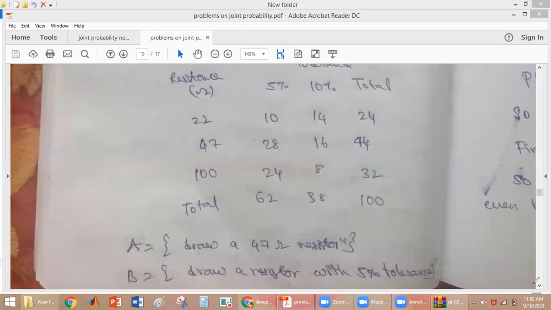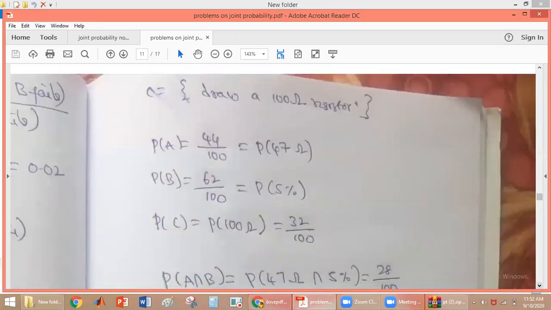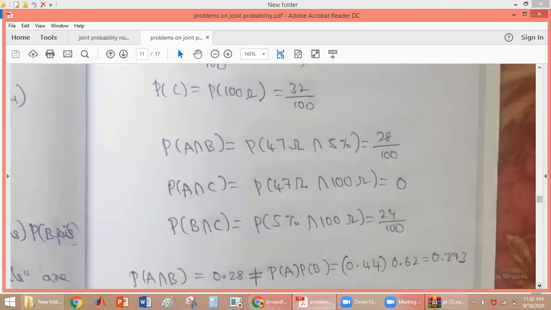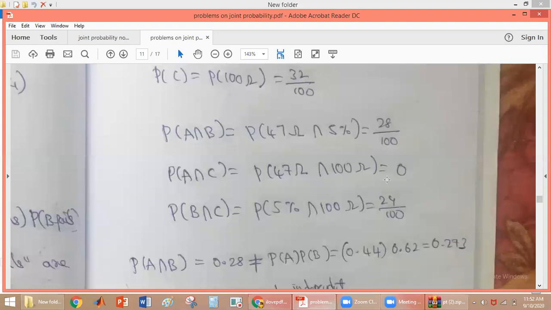Okay, similarly, A intersection C. So that is 47 ohm and 100 ohm. A intersection C is not possible, no? It is equal to 0.